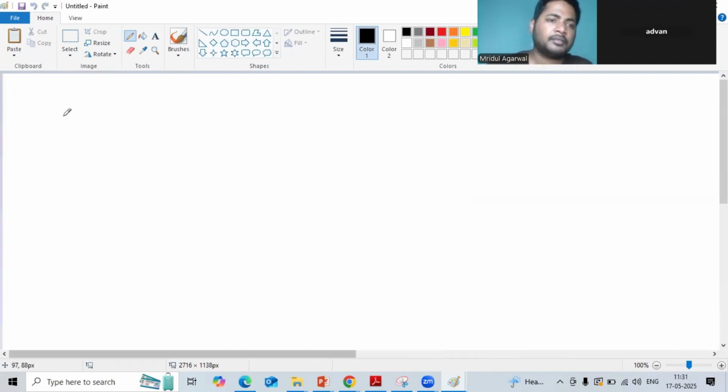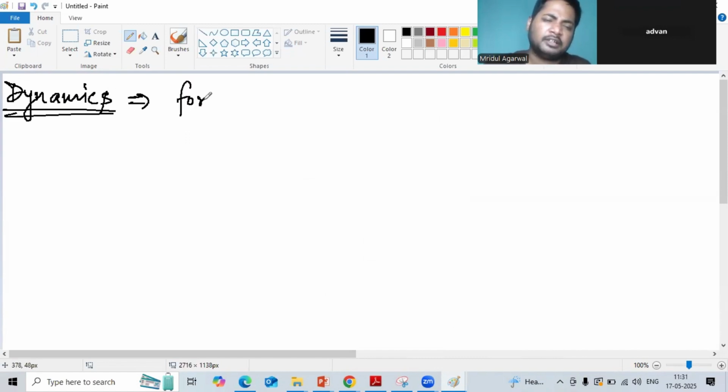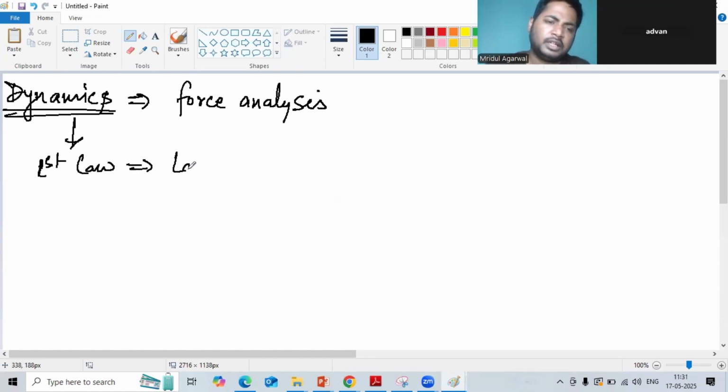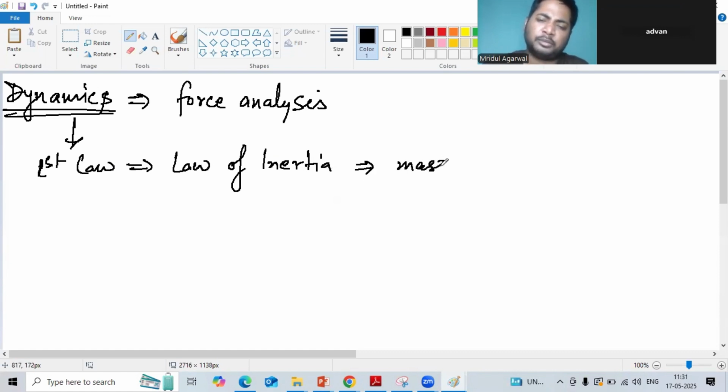Next. You have got dynamics. Dynamics is basically the force analysis. You've got three laws in that. What is the first law? The first law is the law of inertia. Correct? And this basically defines the mass. So if the mass of the body is high, the acceleration would be less. If the mass is less, then the acceleration would be high, depending upon the force.